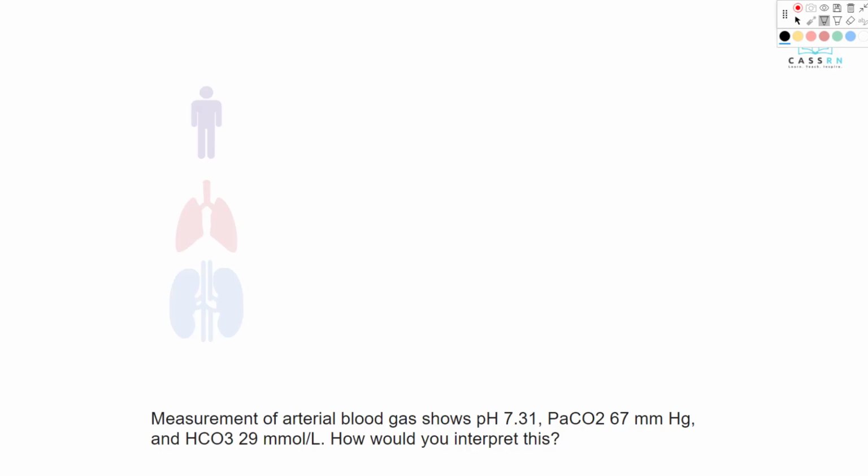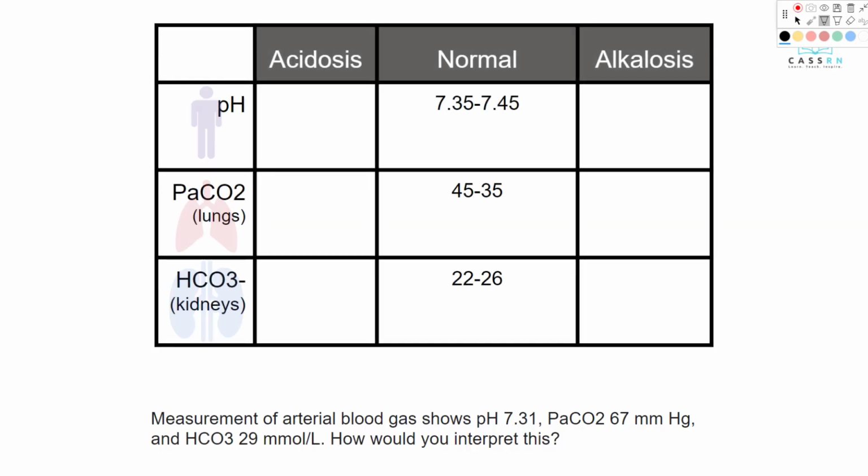All right, so first off, what you want to do is come in and create this table. I've created this table already, and you can see here we've got our pH. This is just the whole body system, what's going on here. Then we've got our lungs, and we've got our kidneys. And these are our normal ranges.